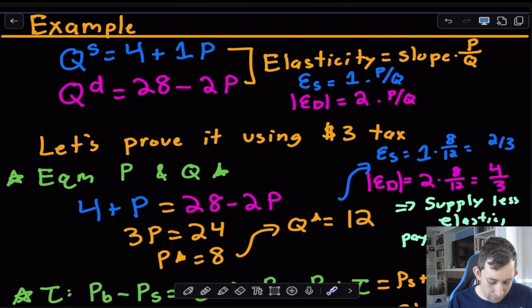First, I can find equilibrium price and quantity by setting quantity supplied equal to quantity demanded. When I do that, I'm going to get P star equals 8 and Q star equals 12. And at this equilibrium price and quantity, the elasticity of supply is going to be 2/3. The elasticity of demand is going to be 4/3. Again, we're expecting the supply side to pay more of the tax because they're less elastic.